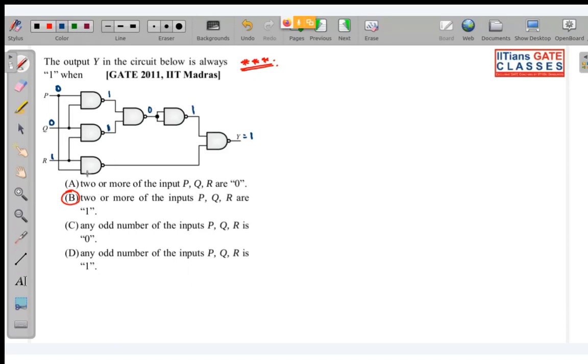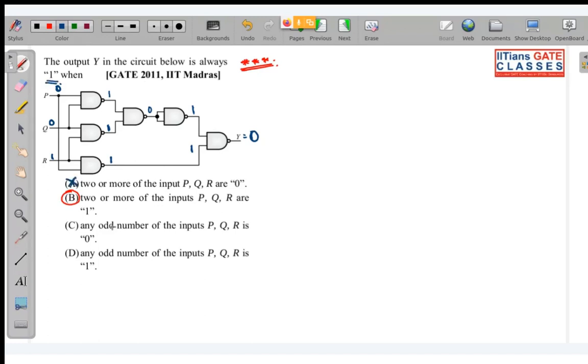Okay, so this is already done. So I should be checking this one. Yes, here you can see this is 1 into 0, so this will be 1 and this is 1. Okay, 1 into 1, so this is coming out to be 0. But in the question, it is said that this should be always 1. So option A is incorrect.